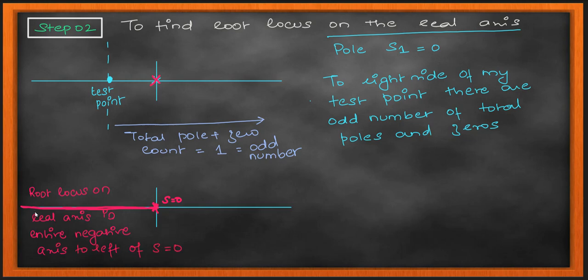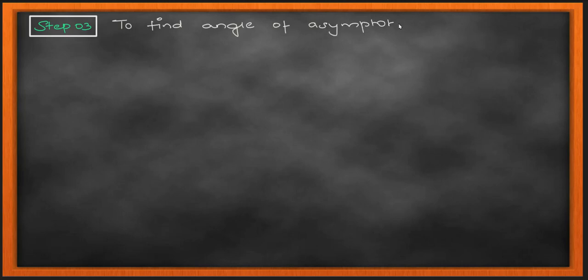So this is how you do the root locus analysis. And if I had an even number of poles and zeros, then that is not considered part of the real axis, or the root locus doesn't exist in that place. We will see that in the coming examples. So for now, let's do this much and we'll move on to step 3.